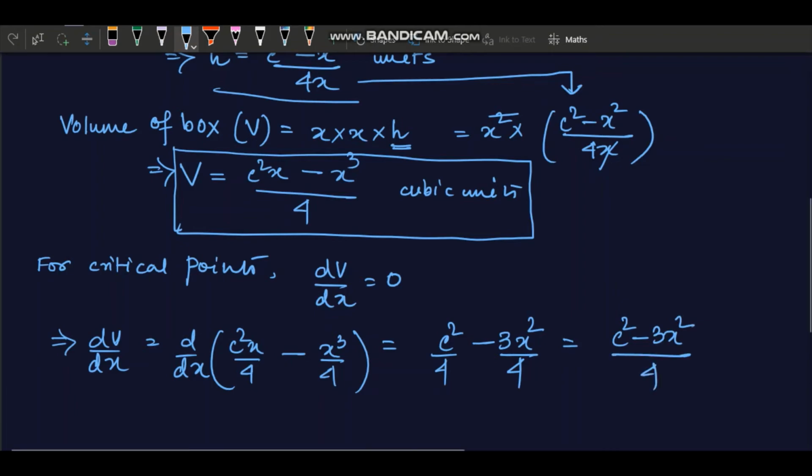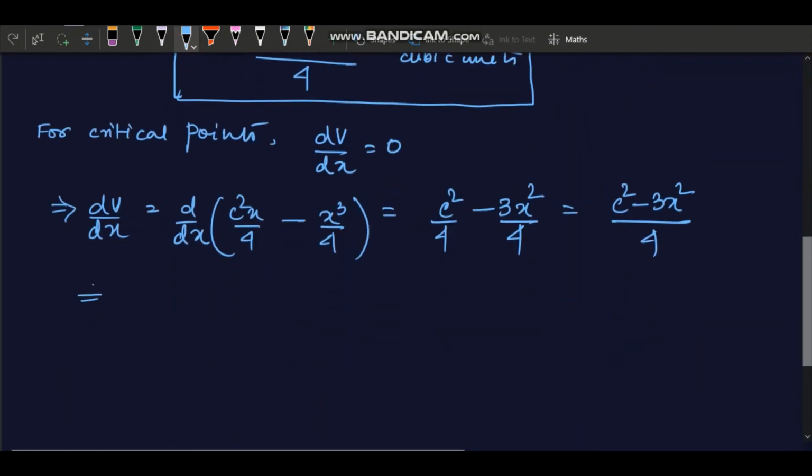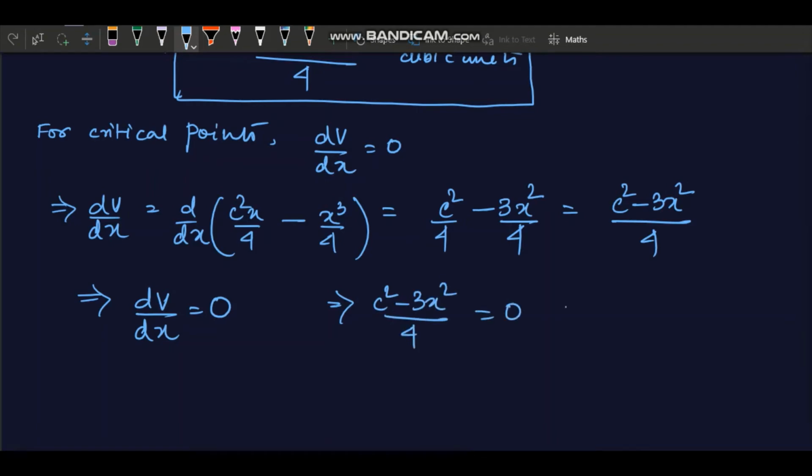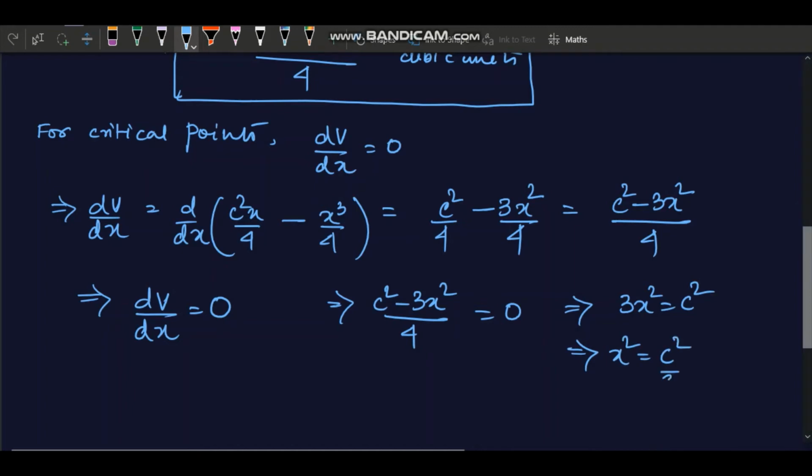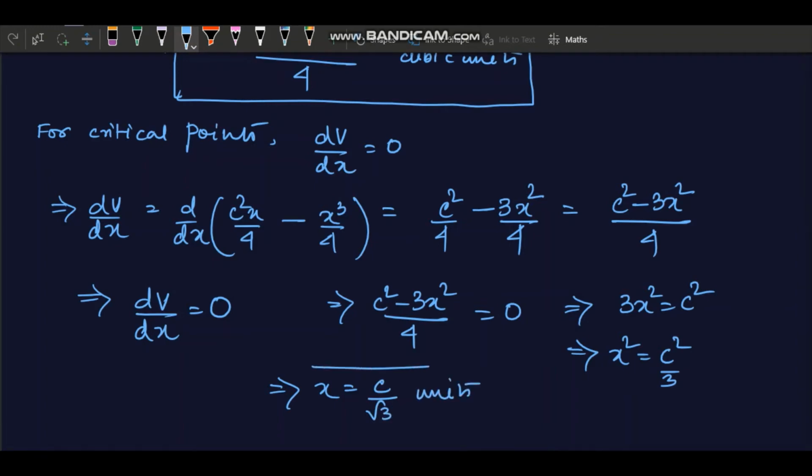So for the critical points, we have to equate the first order derivative with 0. What do we have? We have dV/dx equal to 0. That means (c² − 3x²)/4 is equal to 0, and from here we have 3x² equal to c². So this gives us x² equal to c²/3, and rather we have x equal to c/√3 units. We will take the positive root only because x is representing length and it cannot be negative.